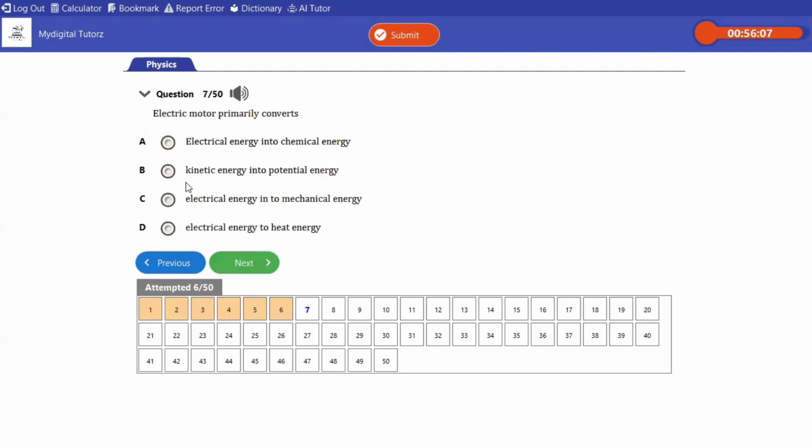So question 7 said electric motor primarily converts A, electrical energy into chemical energy, B, kinetic energy into potential energy, C, electrical energy into mechanical energy, D, electrical energy into heat energy. The correct answer here is electrical energy into mechanical energy, like your electric fan. The electrical energy is converted into mechanical energy that moves the fan blade, right?